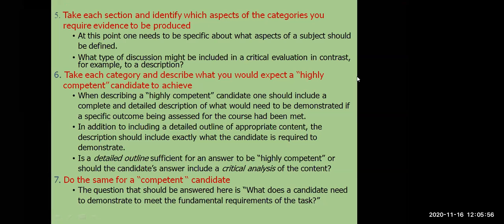Take each section and identify the aspects of the categories for which you require evidence to be produced. Take each category and describe what you expect of a highly competent candidate. You see, there will be students who are highly competent, who are not so competent, who are very, very low in competence level. So we have to define what is expected of the students. You can have rubrics for this.